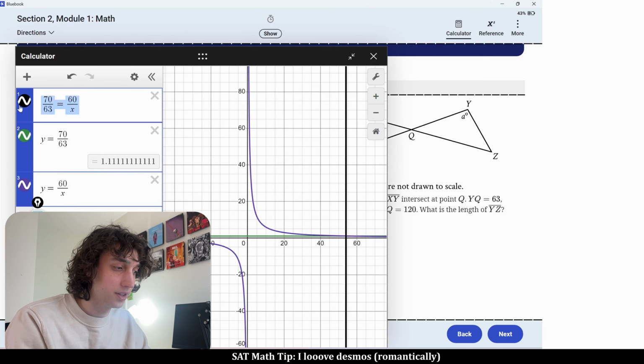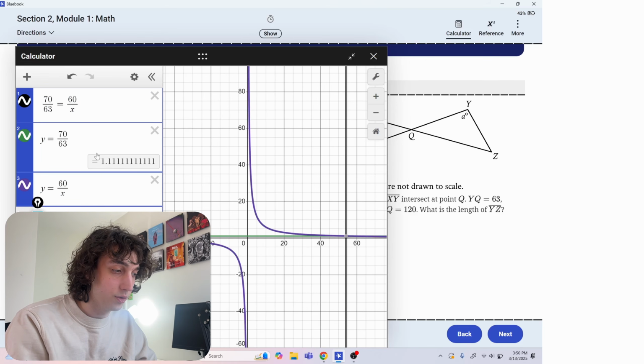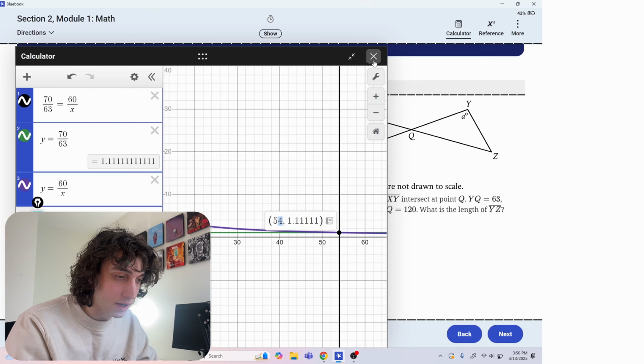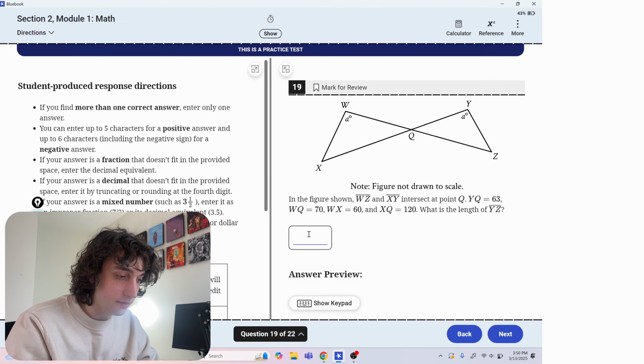And now we've converted the single variable equation into a system of equations, which means we have two equations. And what we care about is the point of intersection. And we see it's x equals 54. So sure enough, that is going to be the answer, 54.